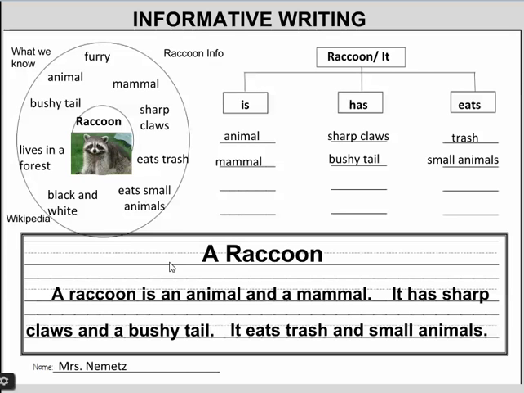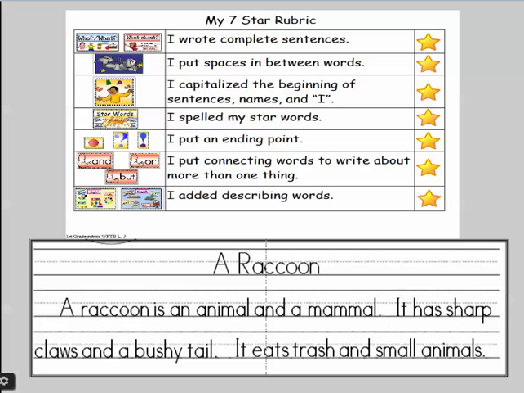Now one thing I'm going to do before we finish is you always need to make sure that you did complete everything you were supposed to complete, and you use a rubric to check to see if you have used everything on the rubric. So let's move on to the rubric. Right here we have the rubric. The first thing we have here is I wrote complete sentences.